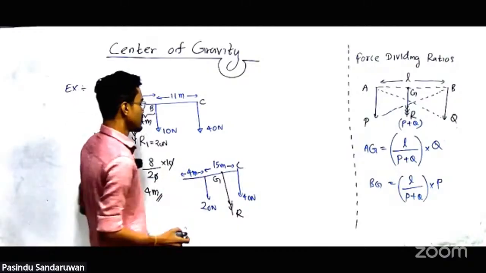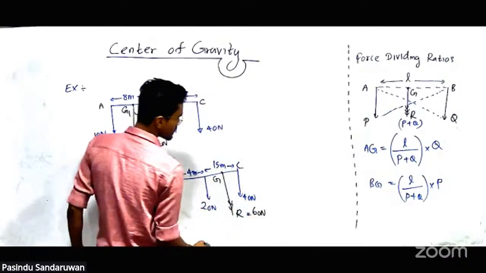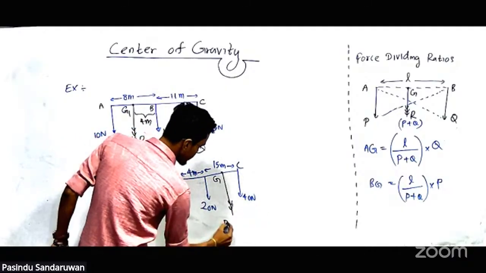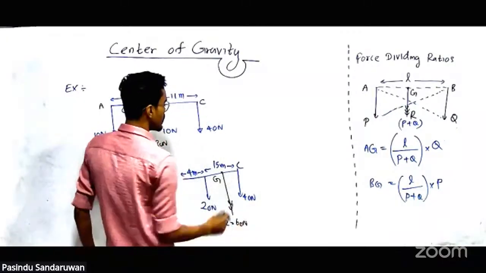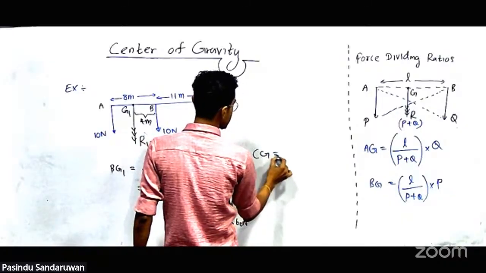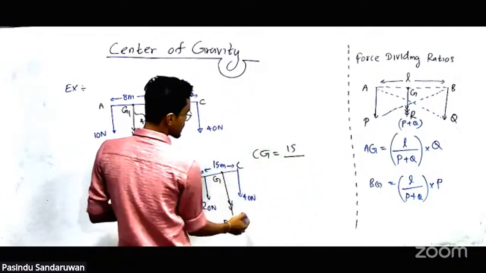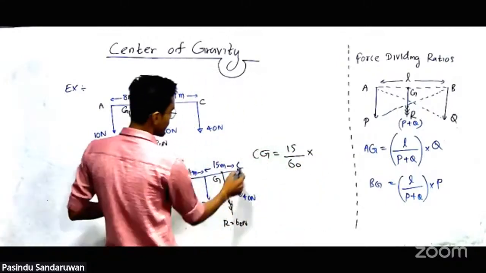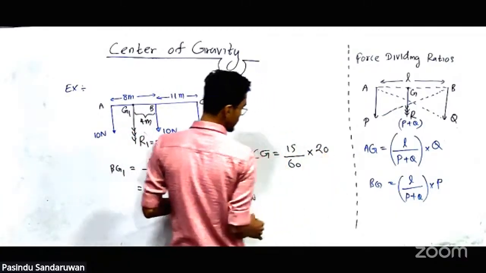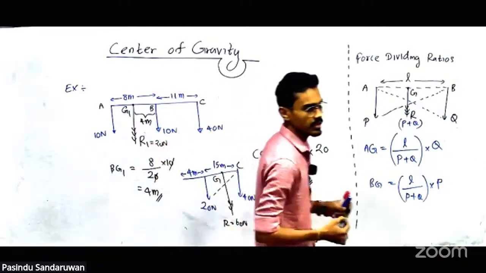This resultant is 20 and 40, which means 60. This resultant value is 60 newtons. We need CG. The total distance between these two is 50 over resultant 60. If I need CG, you have to multiply it with the not-connected force, 20. So that is 5 meters.